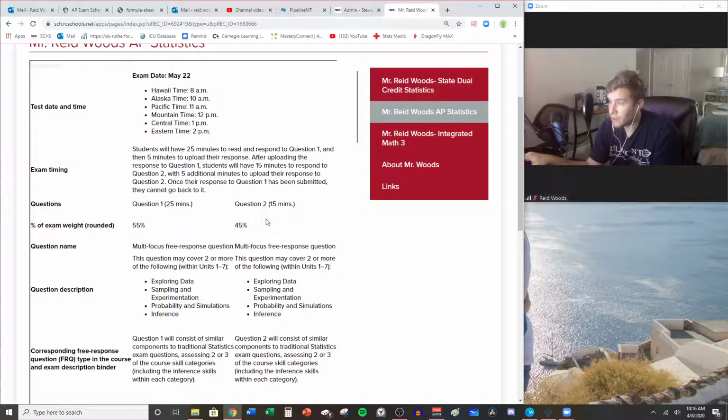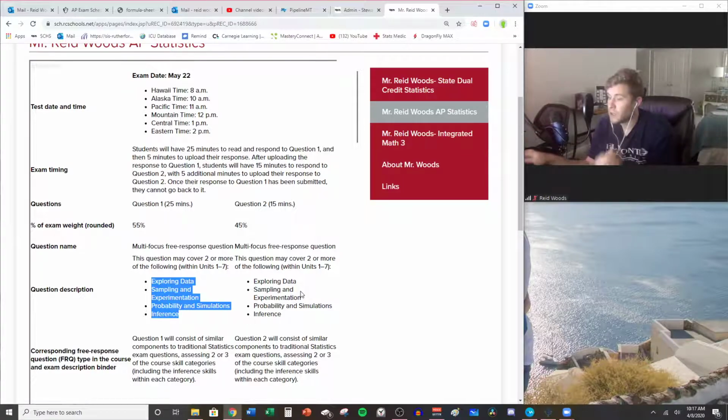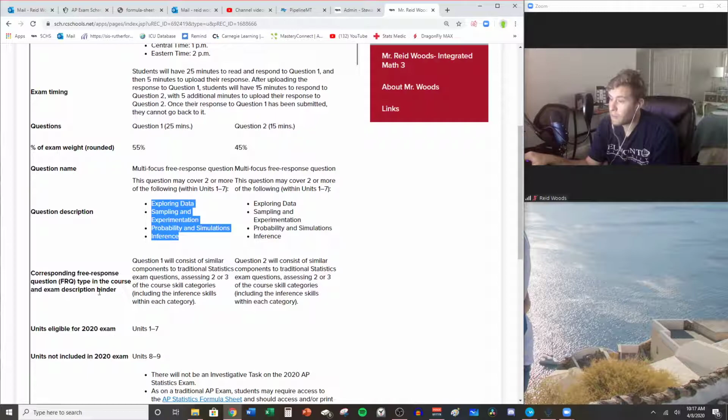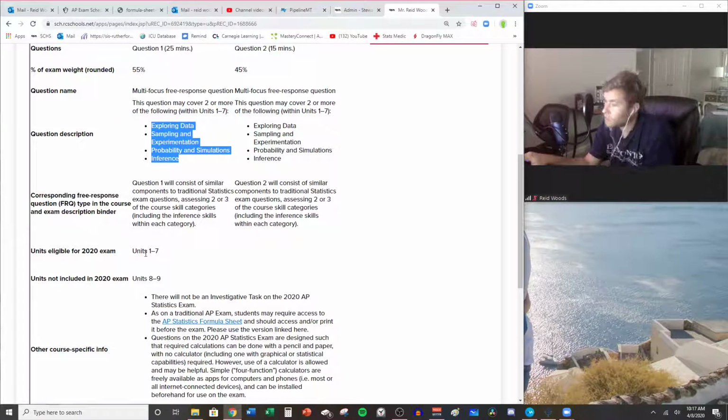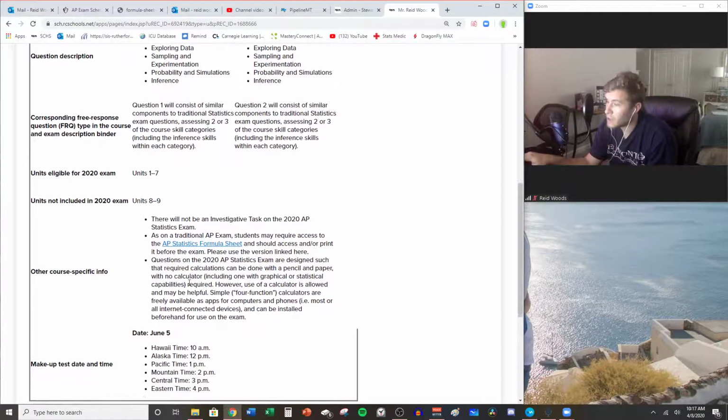For each question type, they list these below. This is the information for question 2, and this is question 1 right here. You can see that they're really the same topics that could be asked of you in those. Down here, question 1 will consist of similar components to traditional statistics exam questions, and it will assess 2 or 3 of the core skill categories listed up above. And then the same thing for question 2. Units eligible, this is what I just described. The first 7 units are eligible, and then the last 2 are not. There will not be an investigative task on this exam.